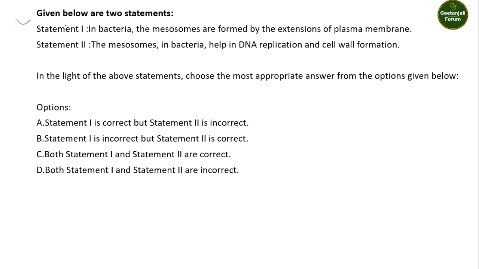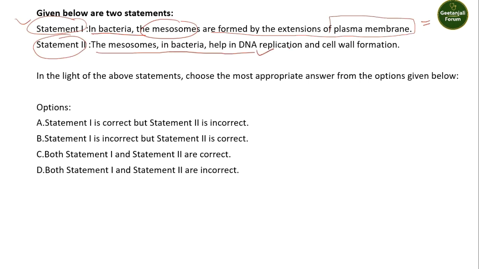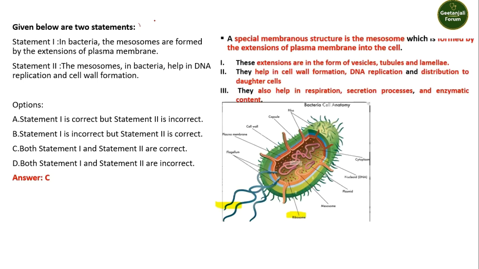Next question is, there are two statements, statement 1 and statement 2. First statement is, in bacteria, mesosomes are formed by the extensions of plasma membrane. You can see this question has been asked again, so it is important question. Second statement is, the mesosomes in bacteria help in DNA replication and cell wall formation. So we already know about the first statement, that mesosomes are formed by the extensions of plasma membrane. This is the mesosome and this is formed by the extension of plasma membrane. So this statement is correct.